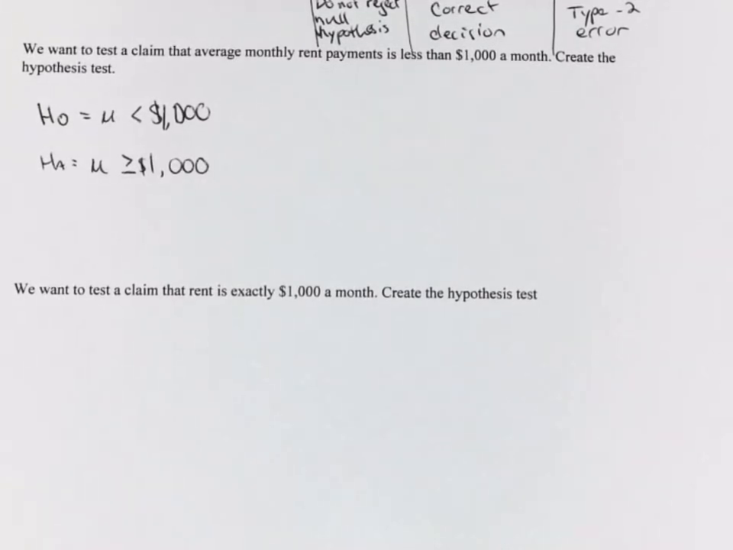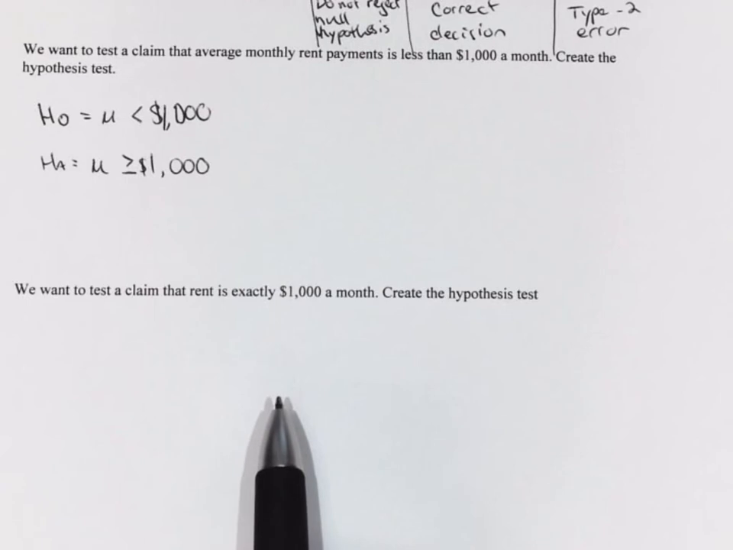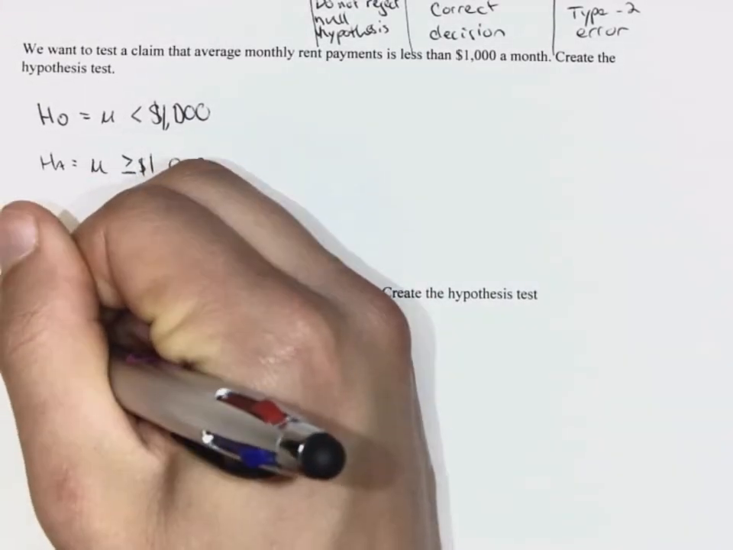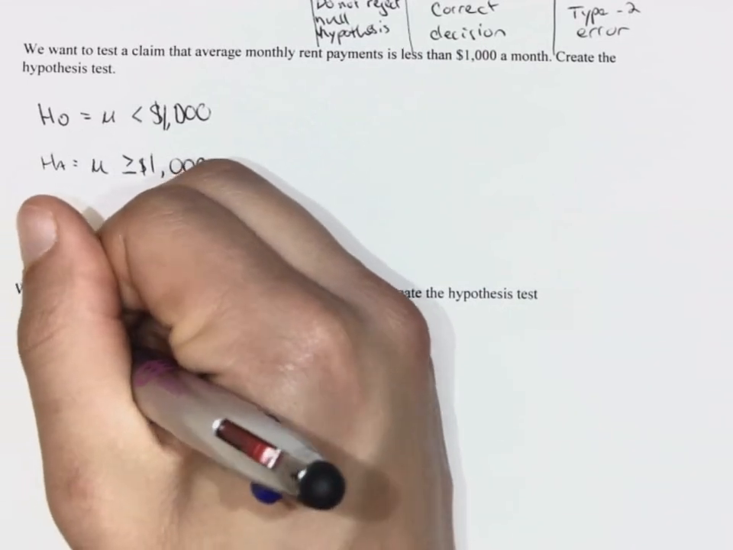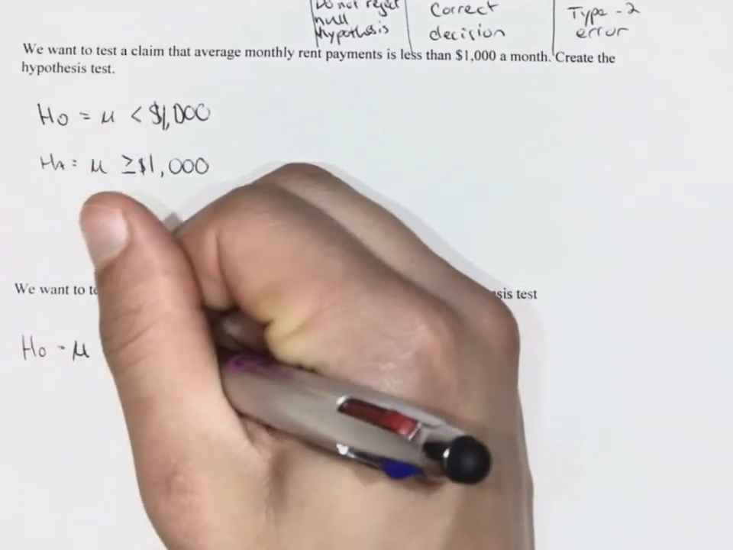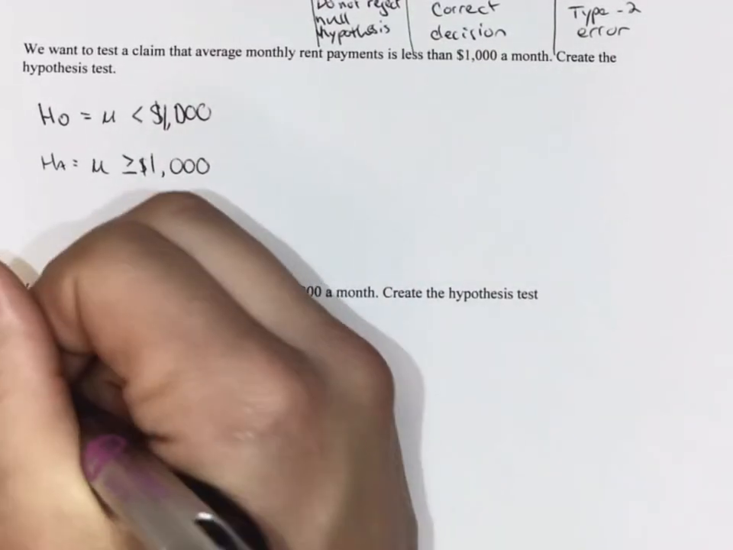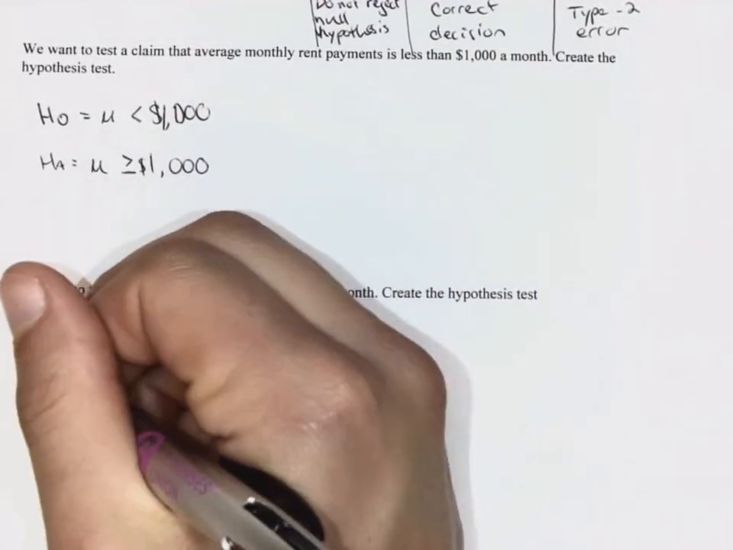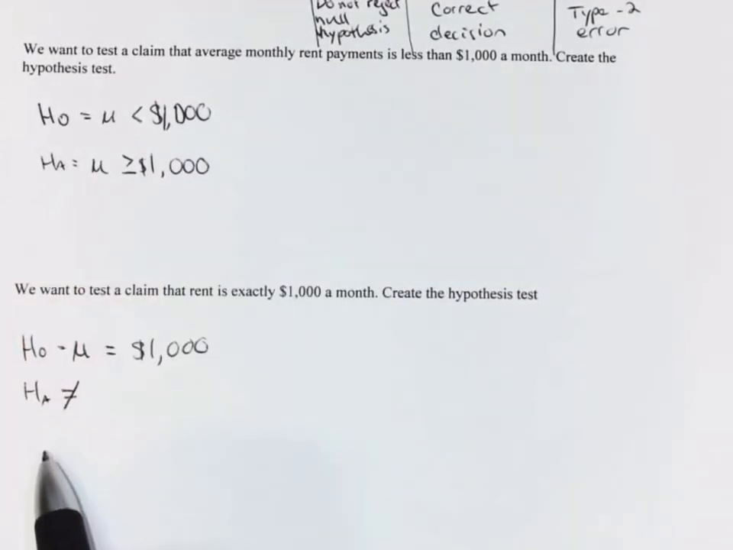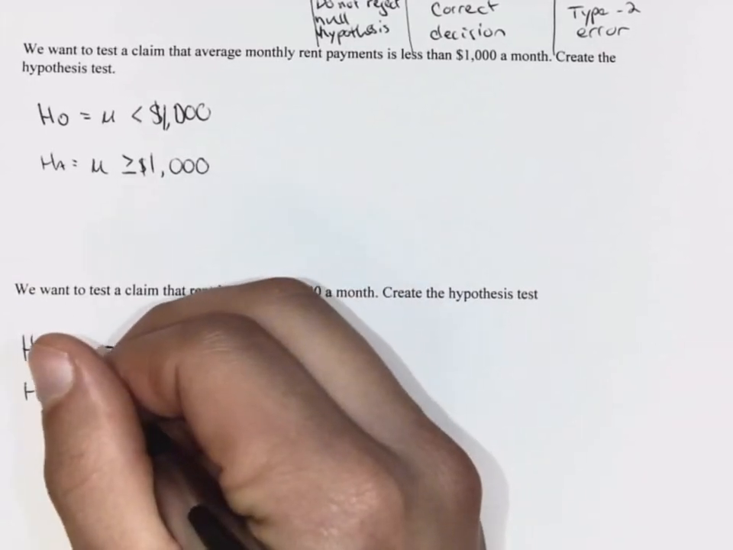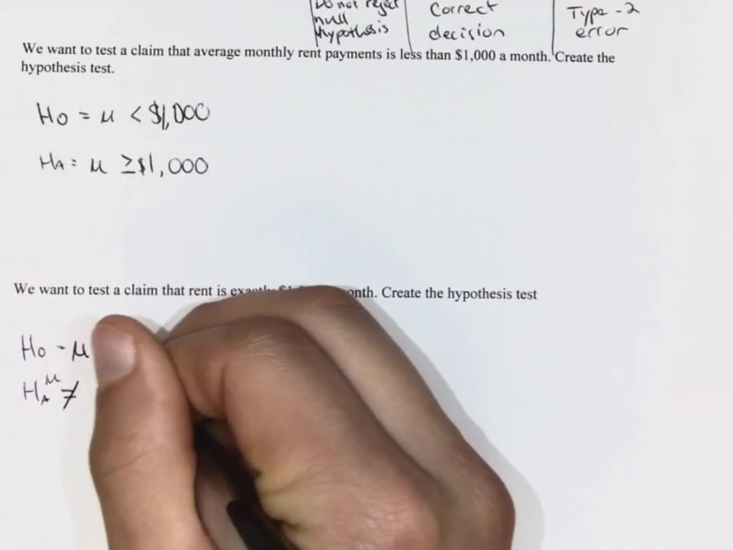We want to test a claim that rent is exactly $1,000 a month. So the claim says that the rent is exactly $1,000, so the average equals 1,000, and the alternative is anything else. So the alternative would be the average does not equal 1,000.